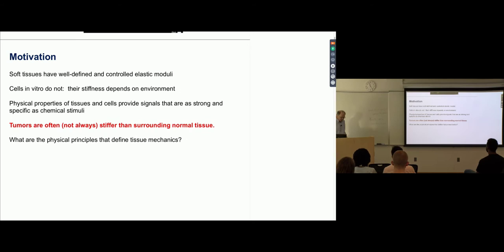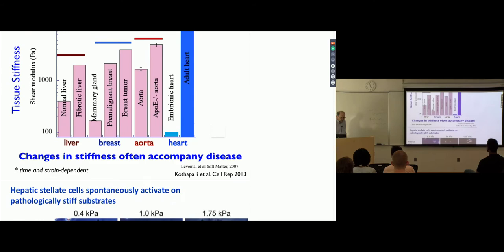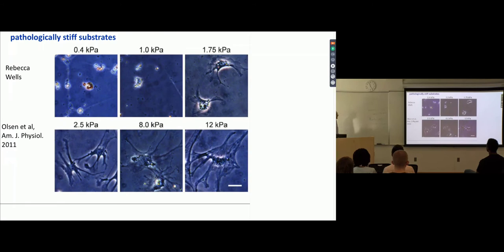This just shows you what I told you in words. But I do want to show you this example from Becky Wells's lab of just how remarkably big this change can be. Liver is one of the organs that changes stiffness when it gets diseased. During development of fibrosis in the liver tissue, if you just take a little sample out and measure its stiffness, it's about 10 times stiffer than the normal tissue.